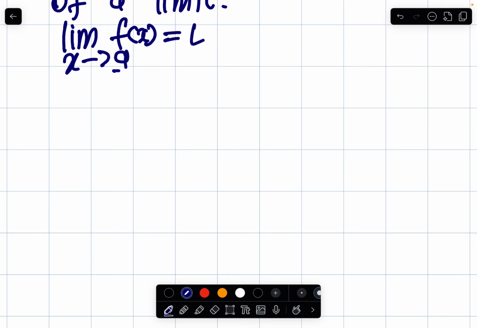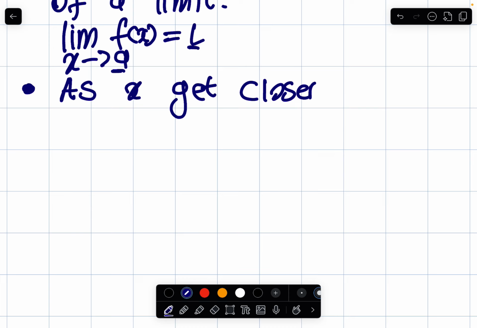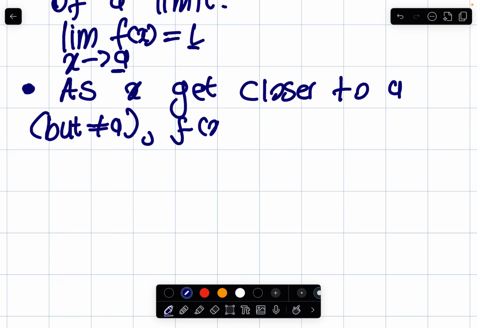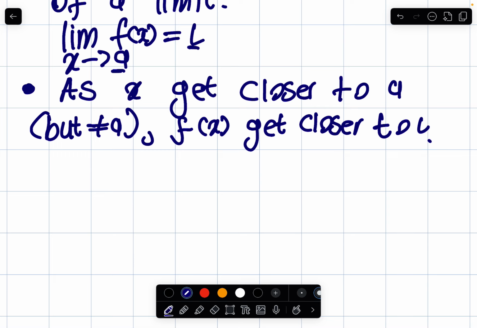Remember, they won't always use A or L. They can put any letter. You must just know the procedure. You have to write these 3 points. Point number 1, you say: as X gets closer to A but not equal to A, f of X gets closer to L. This is your point number 1.